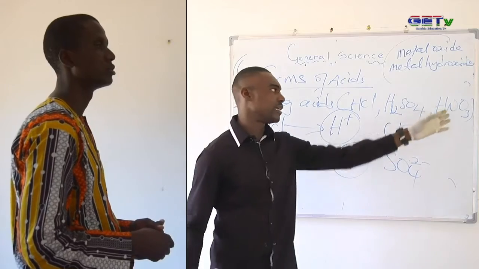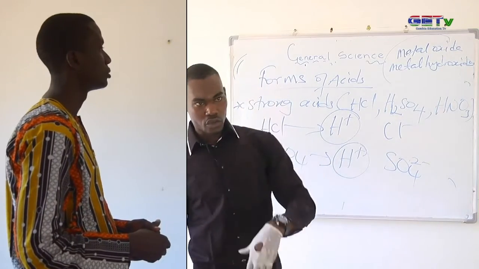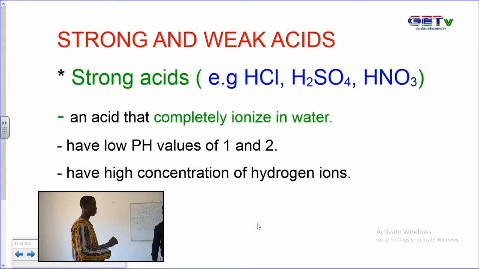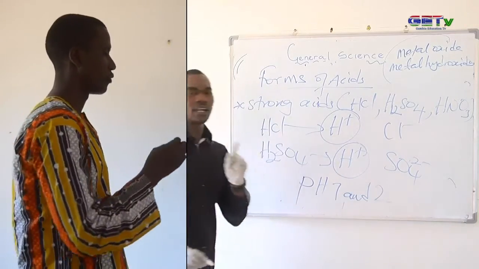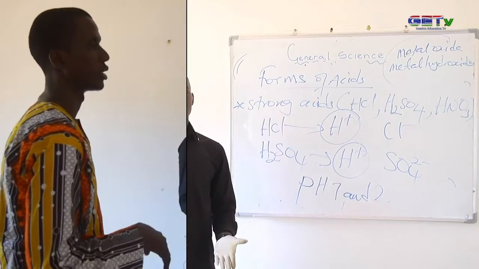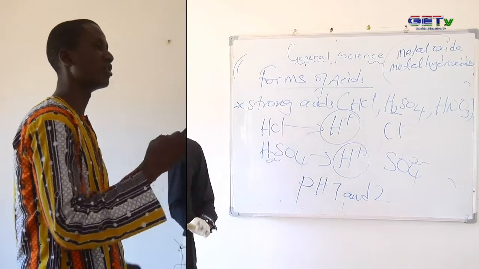The same thing applies to nitric acid. Also, strong acids have low pH values of 1 and 2. Take note of that point very well, it's very important. pH 1 and pH 2 are strong acids only. 3, 4, 5, and 6 are weak acids. Please take note of that.